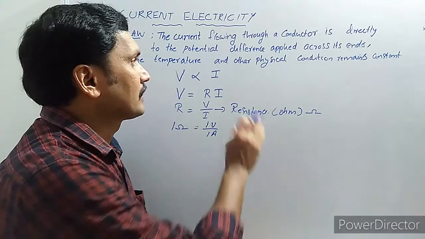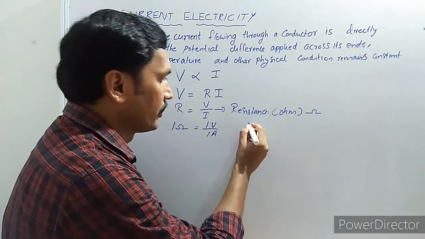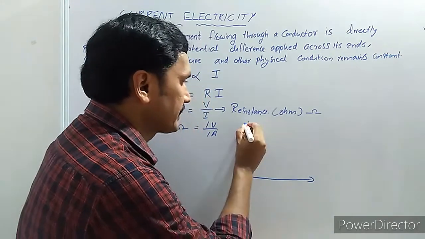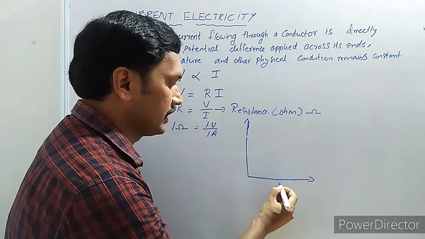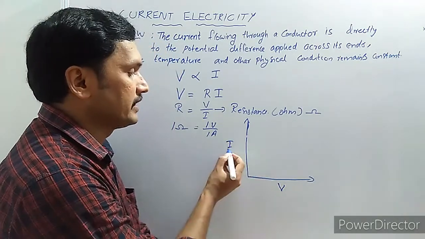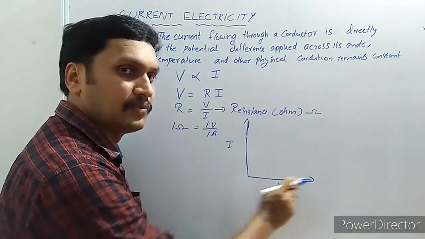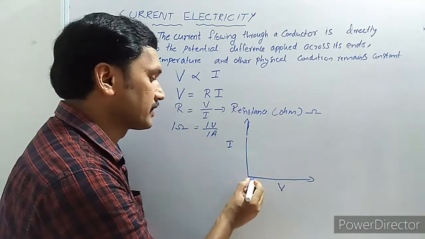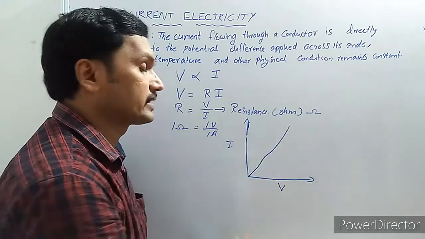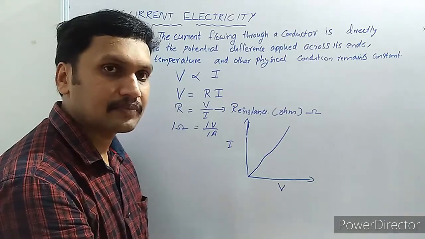If the temperature and physical conditions are kept constant, and you plot a graph between the potential difference and the current, it will be a straight line. Taking the potential difference on one axis and the current on the other, when the potential difference is 0, no current flows through the conductor. If V increases, I also increases, so we get a straight line with V by I constant, equal to R.